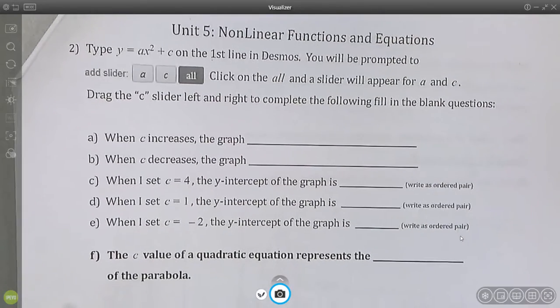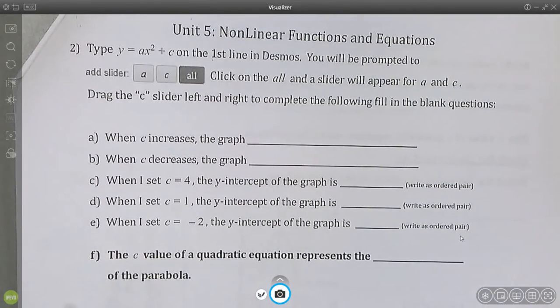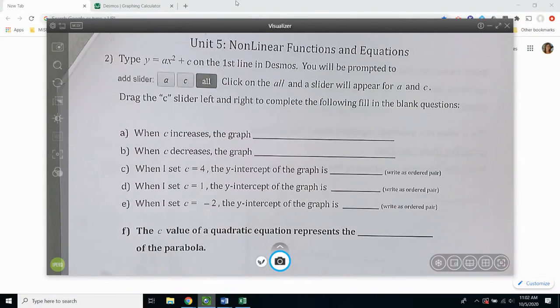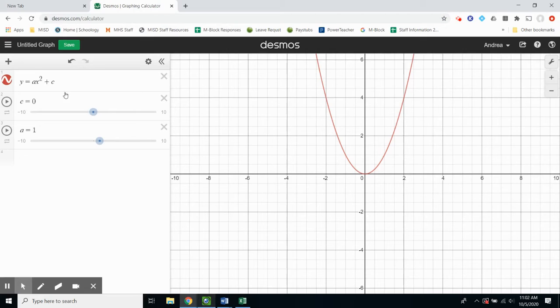All right, after you have gotten my initials, we're going to go ahead and move on to number 2. So it says type in y equals ax squared plus c on the first line in Desmos. So you're going to add sliders. I'm going to go ahead and show you what that looks like. So here's y equals ax squared plus c. You'll get 2 buttons here that say add slider, and it'll look like this.